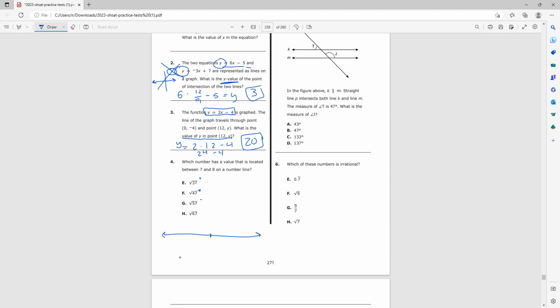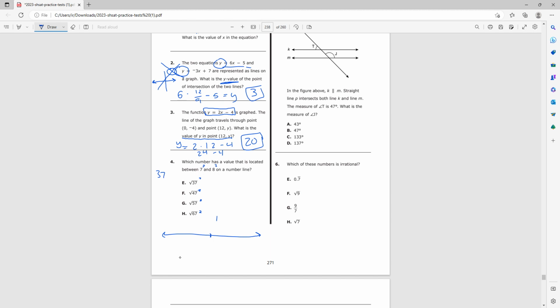Squaring immediately gets rid of the radicals. So instead of having to figure out what radical 37 is, if you just square it, you get 37. 37 is a lot easier to deal with. So the way I would think of this is I would square every single value here, including our 7 and our 8.